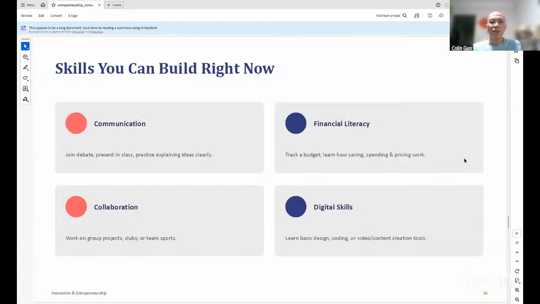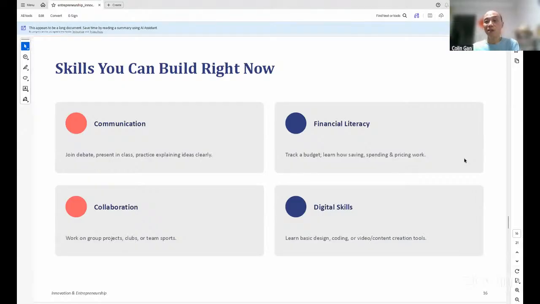Skills you can build right now to help you build a good business: communication. Join debate, present in class, practice explaining ideas clearly. Collaborate with others, work on group projects, work with each other in interest clubs or team sports.